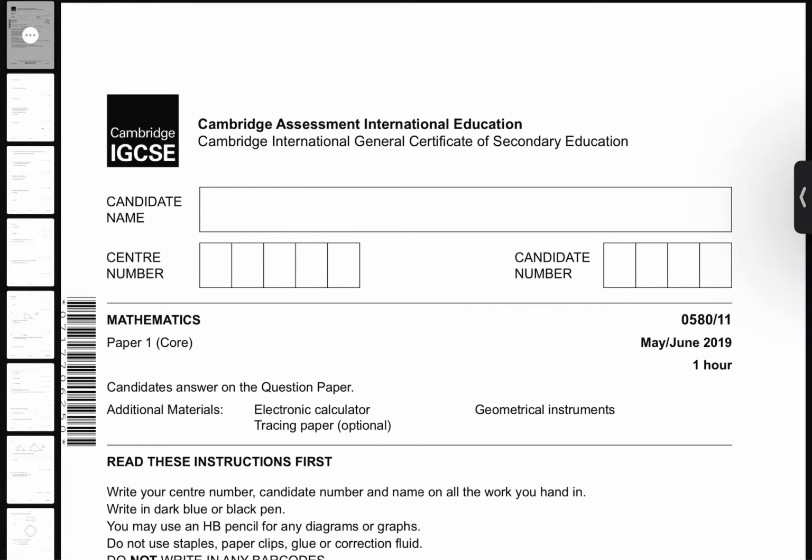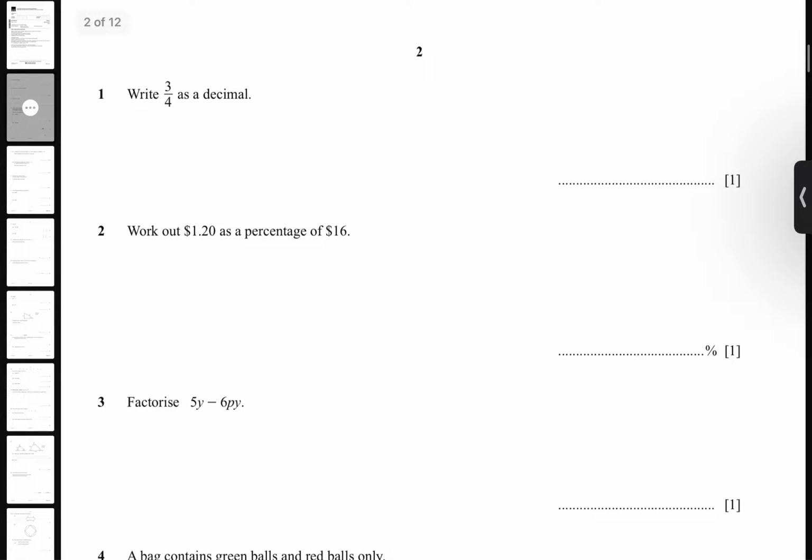Today we're going to be taking a look at the Cambridge Paper 1 paper from 2019 May. Let's get started. Question number 1 says, work out 3 over 4 as a decimal.